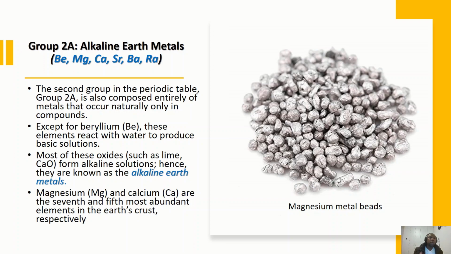Again, some of them are in the form of oxide. For example, we have calcium oxide. If you dissolve calcium oxide, also known as lime, it's going to give you an alkaline solution. And that's why they are called alkaline earth metals. We have magnesium and calcium. They are the seventh and fifth most abundant elements in the earth's crust, respectively.